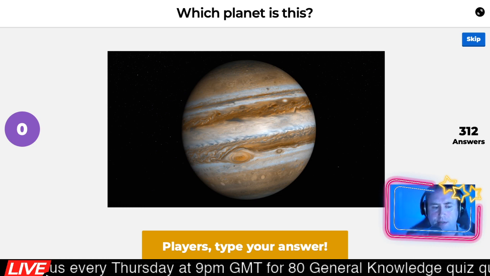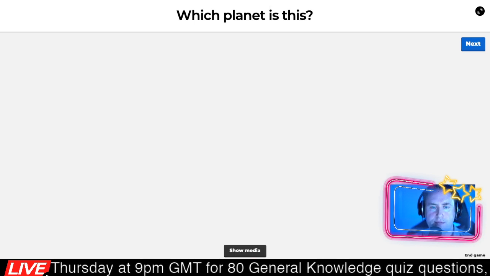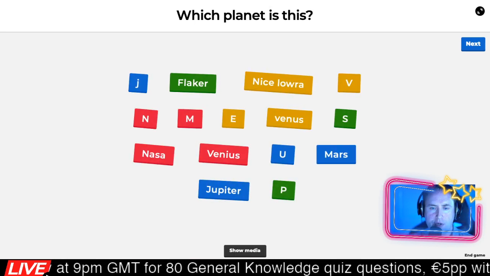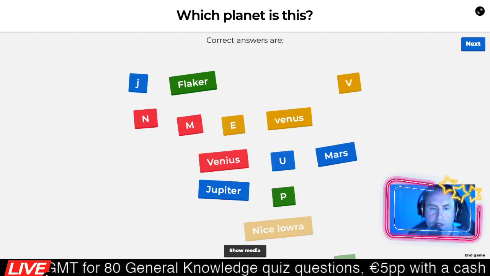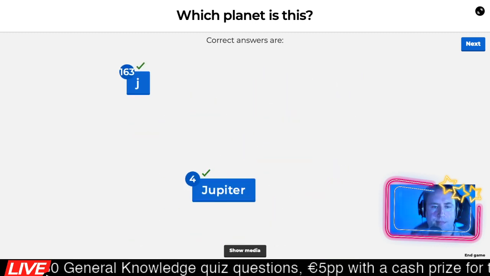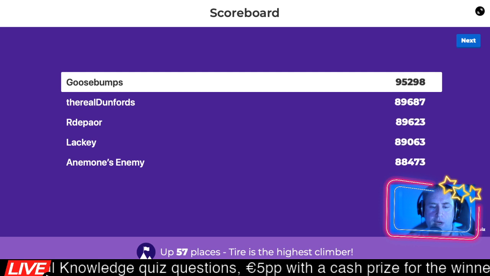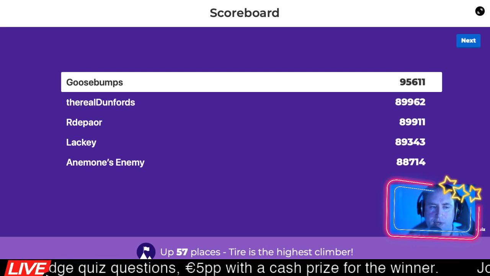Teams locked in their answers. They're just loading for us now. It is Jupiter. Tyre is the highest climber here, up 57 places.